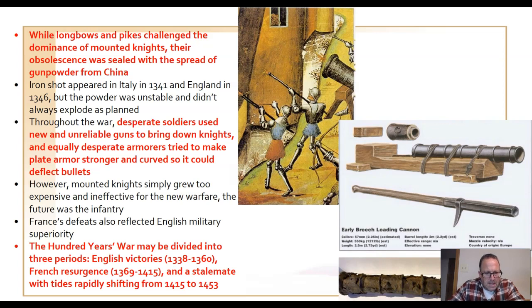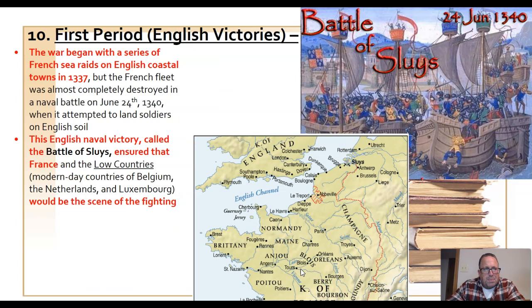Okay, so there's 3 periods of the war, so we'll go through those. First period starts in 1337. Okay, so right here is the English Channel, see? And this is the body of water that separates England from France, okay?